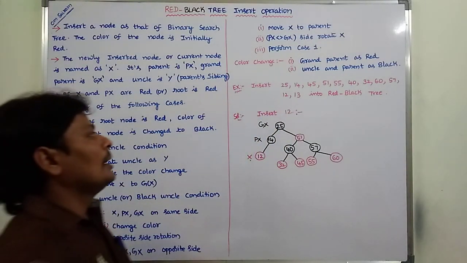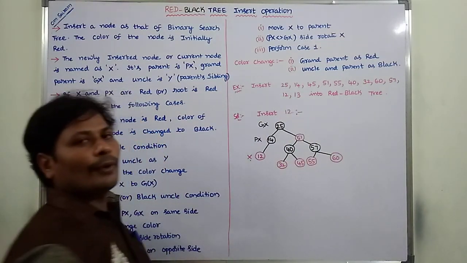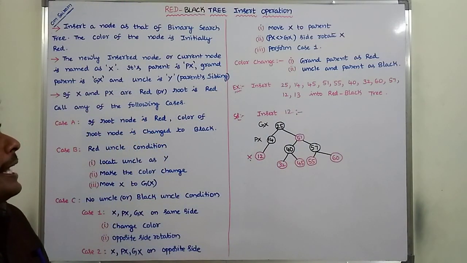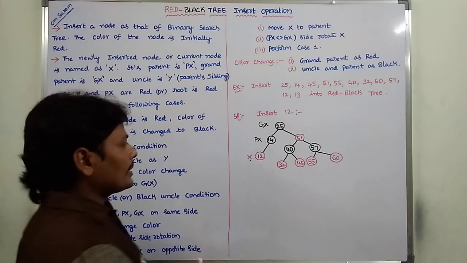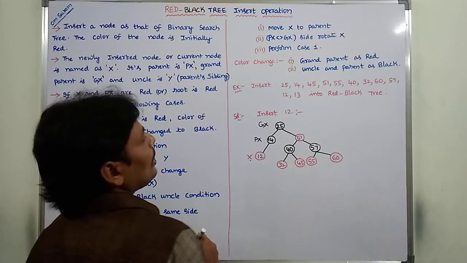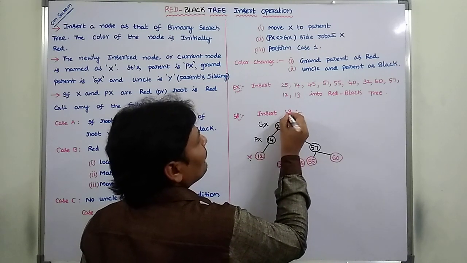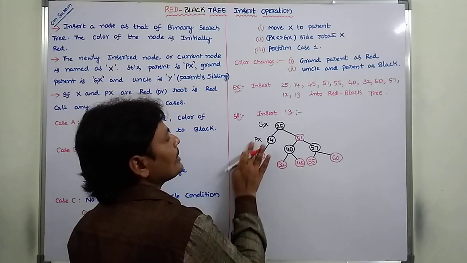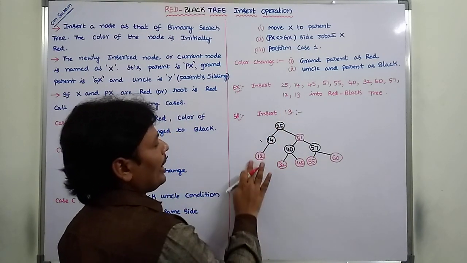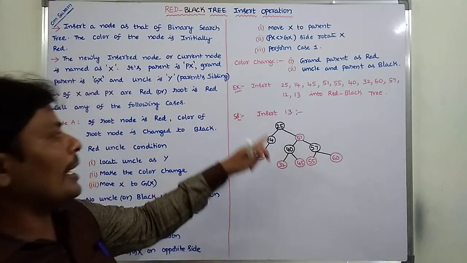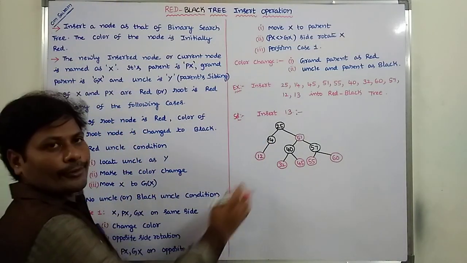Okay, now insert 13. Where are we inserting 13? Before inserting 13, this is the red black tree. Okay, now we have to insert 13 in this tree.